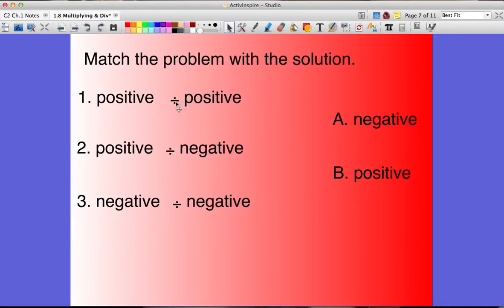So I want you to try these and see if you can figure out what the answers for each of these would be, and when you come back, we'll go over your answers.